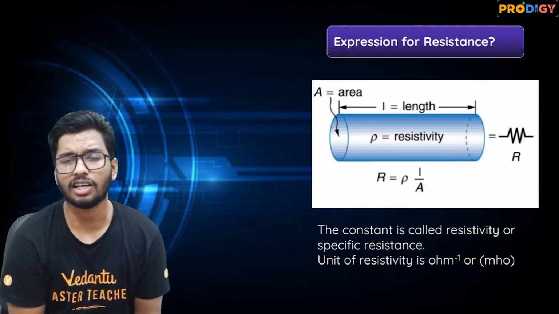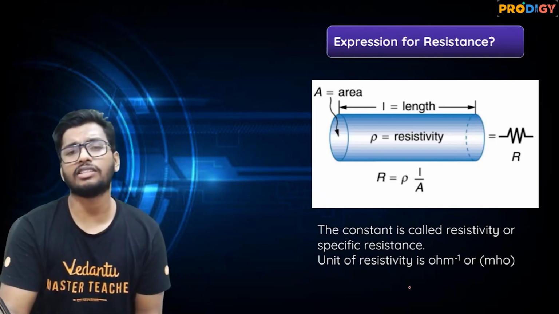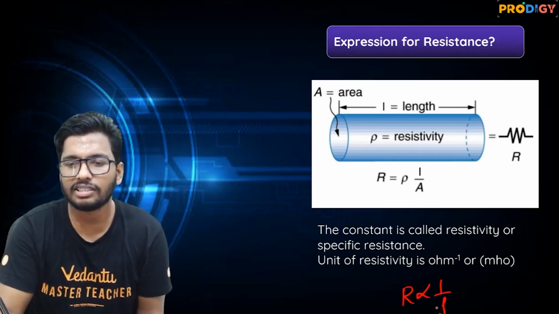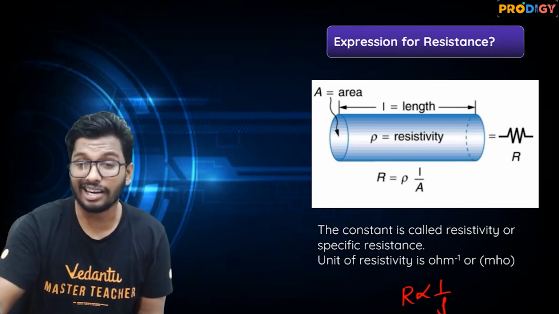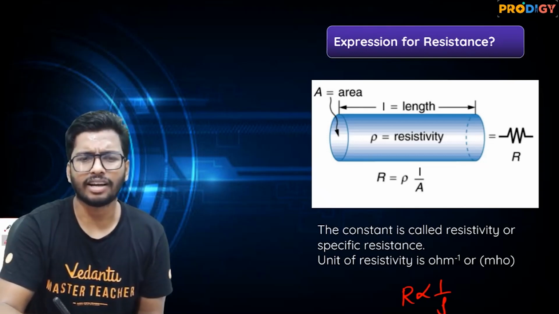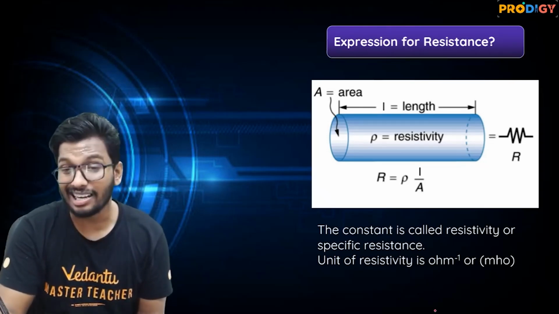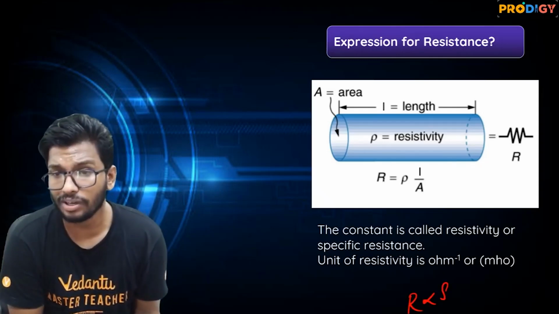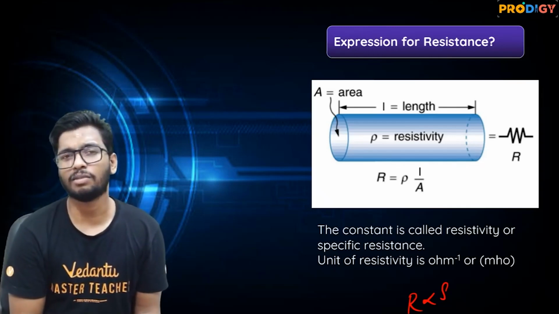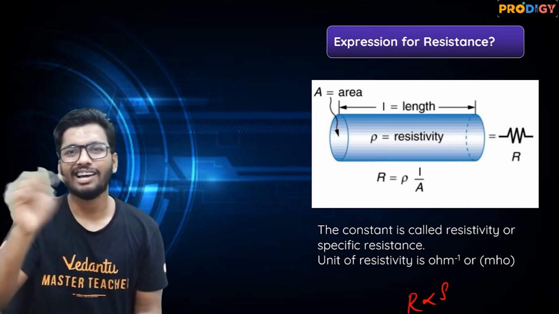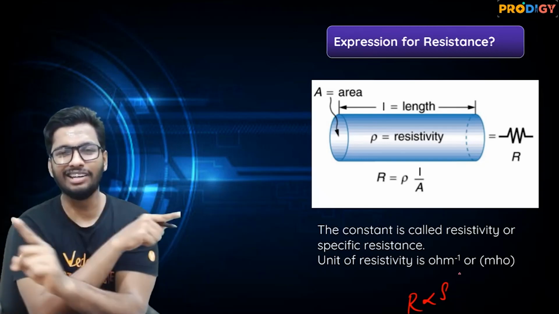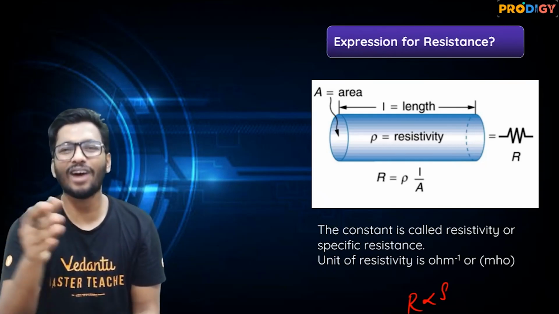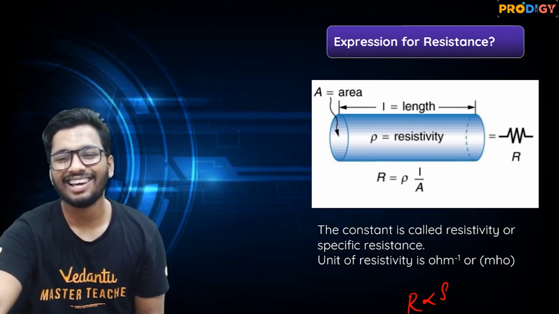It is represented as rho, and the SI unit of resistivity is 1 by ohm, because resistivity is directly proportional to resistance. Again, as the resistivity increases, the resistance also will increase. The SI unit of resistivity is nothing but ohm inverse or mho. Just the inverse of that, laterally inverted. So instead of ohm, here it is mho. Mho is the SI unit of resistivity.